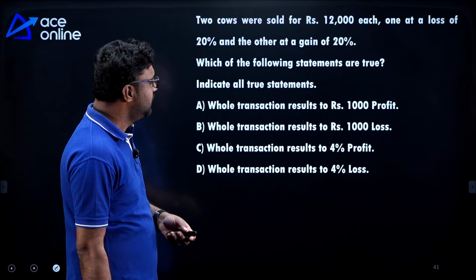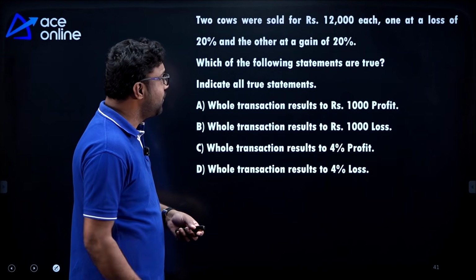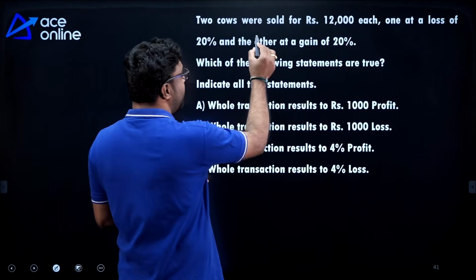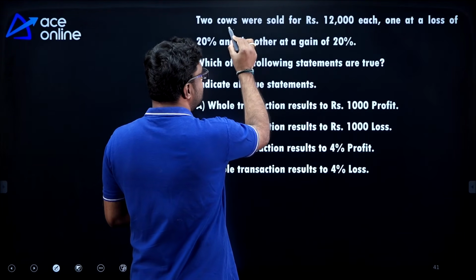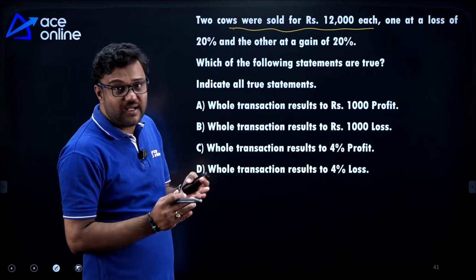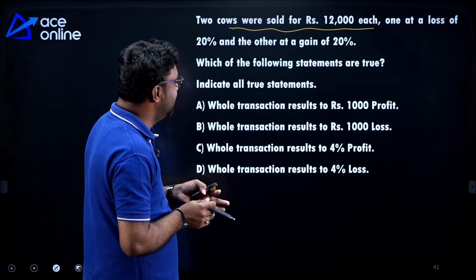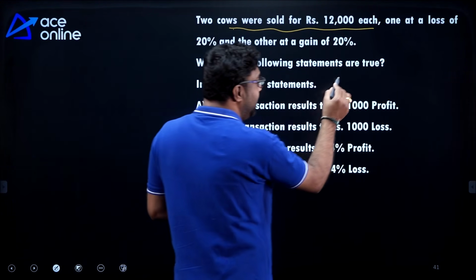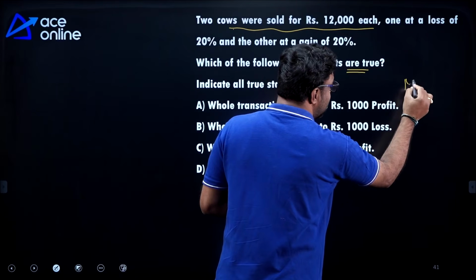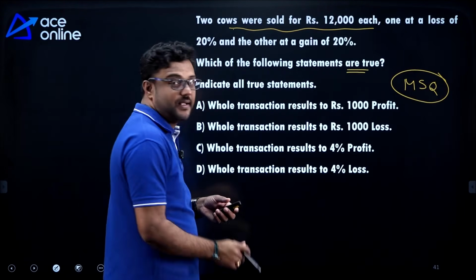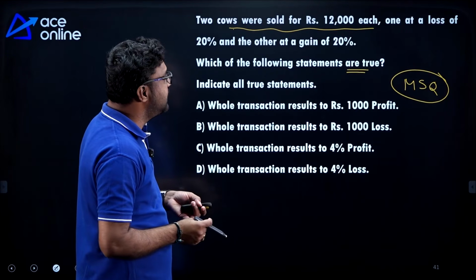Now see this question related to profit and loss. Two cows were sold for rupees 12,000 each. So selling prices are equal. One with 20% loss, one with 20% gain. Now which of the following statements are true? This is an MSQ, a multi-select question, where multiple correct answers are there. Now selling price is equal.